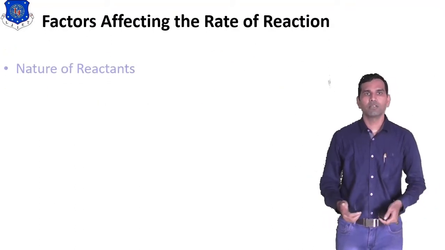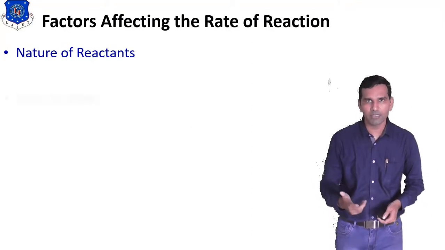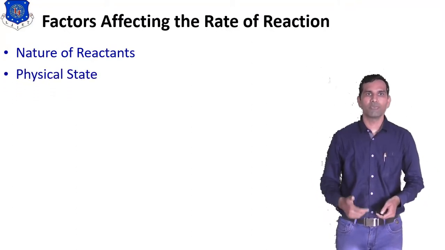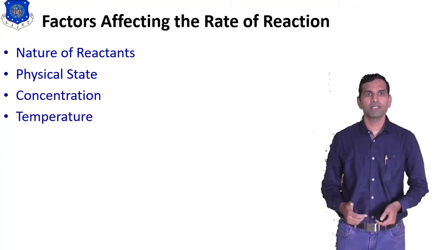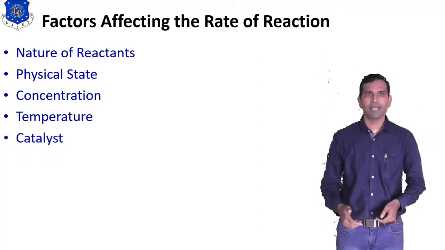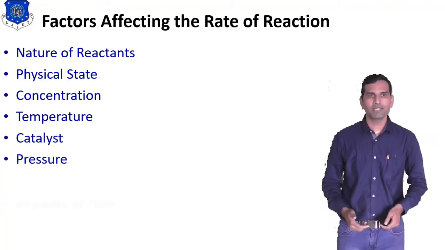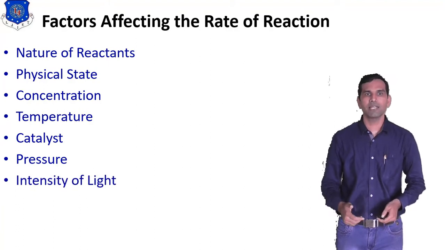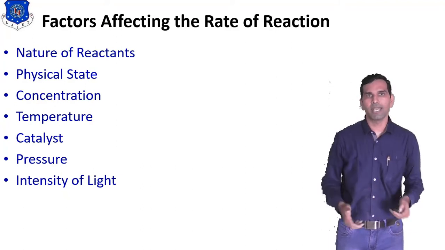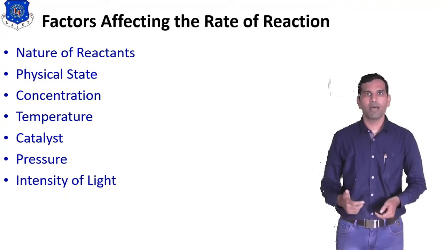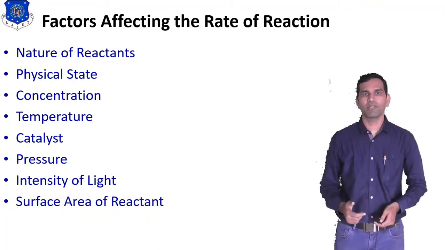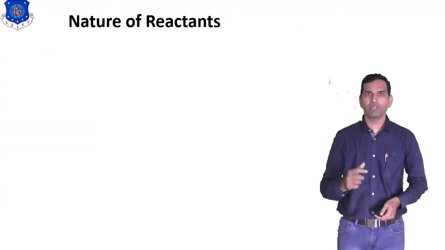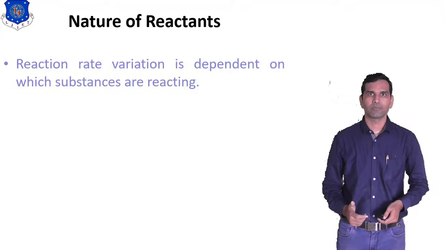So which are those factors? The first one is the nature of reactant. Then the second one is the physical state. Third is the concentration. Fourth is the temperature. Next is catalyst, then pressure and intensity of light. The last one is the surface area of reactant. So these are the factors that affect the rate of reaction. Now we understand one by one how they affect it. So start with the first one, nature of reactant.